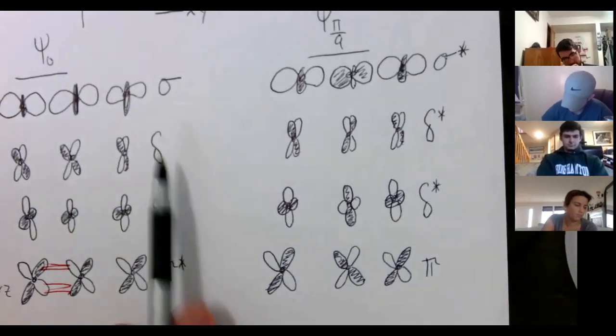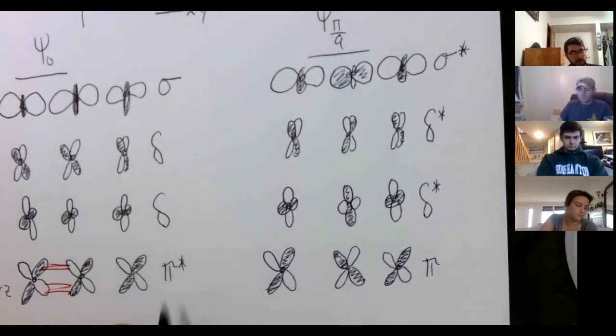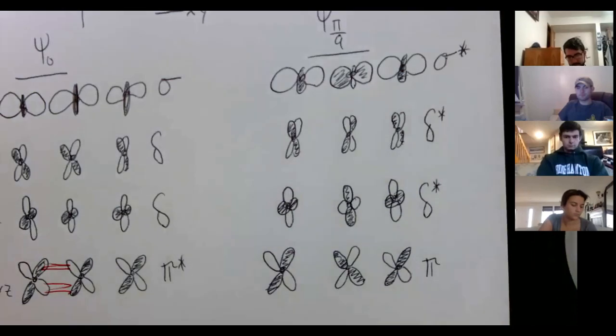We want to look at the type of overlap we have. We want to know if we're running from high to low or low to high, and what their dispersion is going to look like. So let's plot the d orbitals.